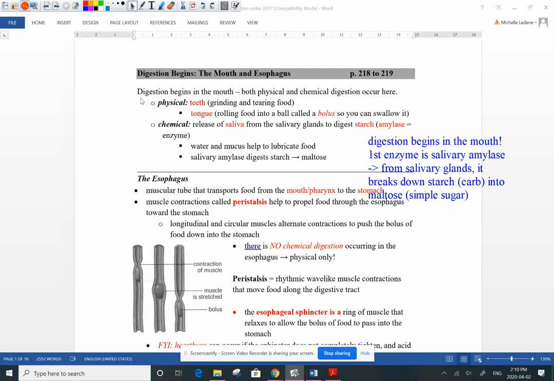So not only is there the physical digestion of your teeth and chewing and swallowing using your tongue, making a ball of food called a bolus, but you also have chemical digestion. And again, the first time we see any macromolecule digested is right here in the mouth. And from the salivary glands, saliva, this is amylase, and this is the enzyme that is going to break carbs down.